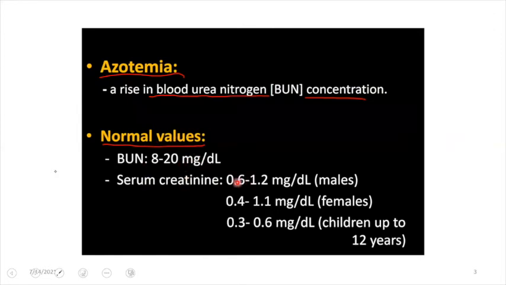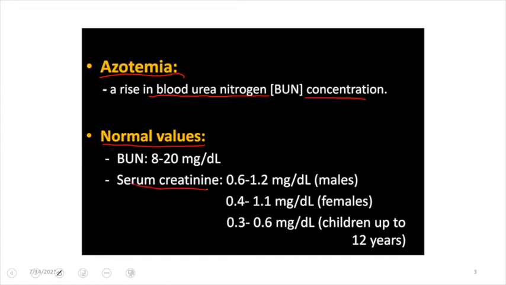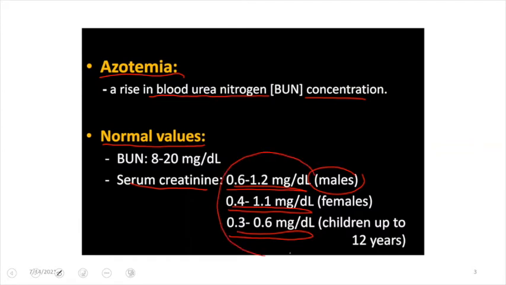And the serum creatinine varies from different age group and from different sex. And we should be knowing that the level of serum creatinine in case of male is about 0.6 to 1.2 mg per deciliter, whereas in female it is slightly less, and that is about 0.4 to 1.1 mg per deciliter. And in children it is even lesser, and that is 0.3 to 0.6 mg per deciliter. And this is the amount of creatinine that is present in our serum in 100 ml of blood.